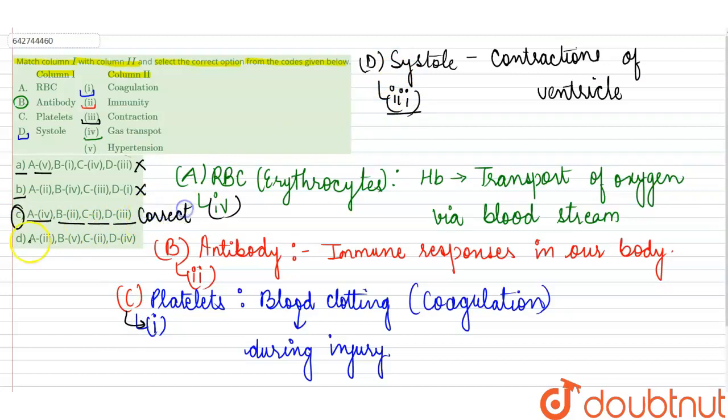So option C is our correct option. Option D says A3, no, our A was 4. So this is also incorrect. So our correct option is option C, A4, B2, C1 and D3.